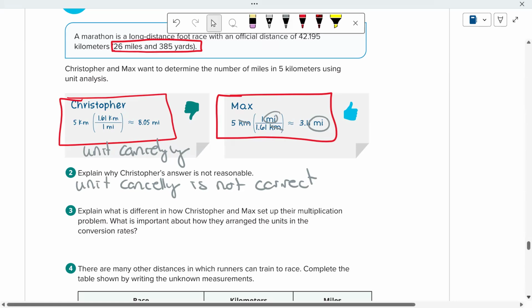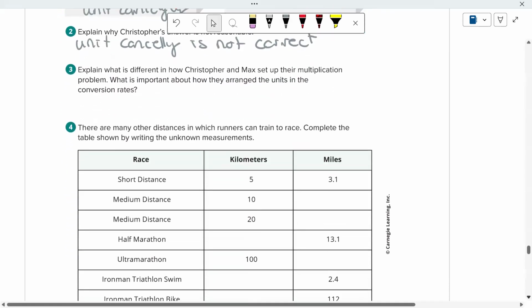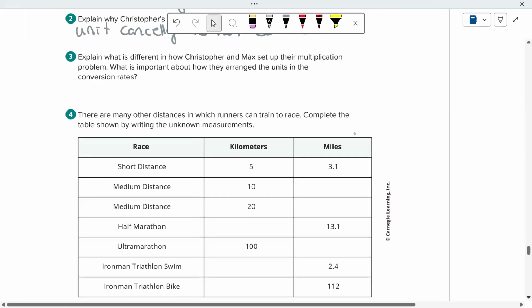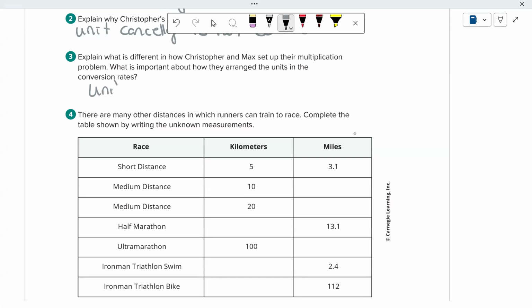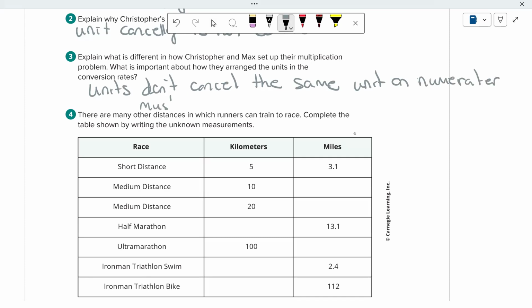In number 3, explain what is different in how Christopher and Max set up their multiplication problem. What is important is how they arrange the units and conversion rates. The units don't cancel. The same unit on the numerator must be on the denominator. Number 4.